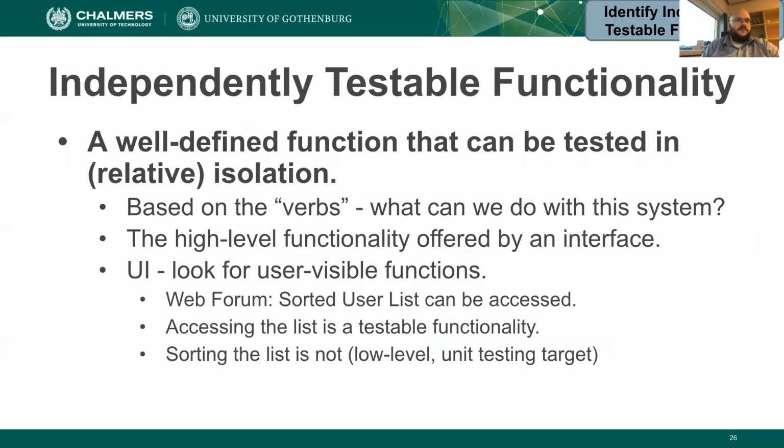So let's go through each part of this. First of all, we have these independently testable features. An independently testable feature is some kind of well-defined function that can be tested in relative isolation from all the other functionality. This is often pretty clear when you're looking at system level testing, especially. You look for those verbs, you look for those actions that you can perform with the software.